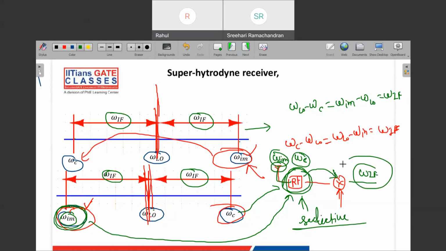Anyone has any doubt till this point? Okay, let's go to the next slide.